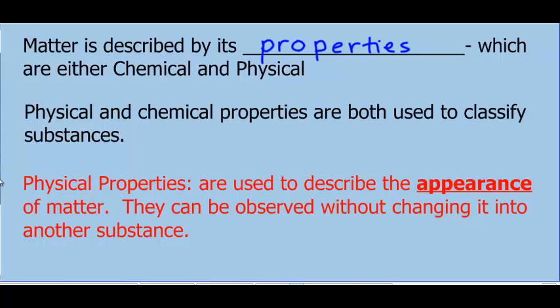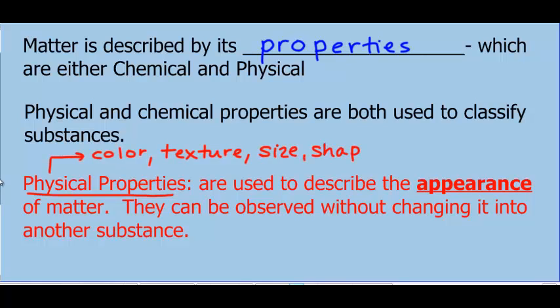So things that are physical properties might be color, texture, size, shape. I think Justin said in class today that the candle, quote unquote, was cylindrical. Okay, so shape.